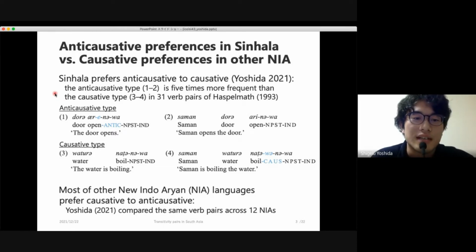And it was shown that the anticausative type is 5 times more frequent than the causative type by examining 31 verb pairs of Haspelmath 1993. I will introduce these verb pairs in section 2. In addition, Yoshida 2022 compared the same verb pairs across 12 New Indian languages, and it was shown that most of the other New Indian languages prefer causative to anticausative. So there is a difference of coding preferences between Sinhala and other New Indian languages.